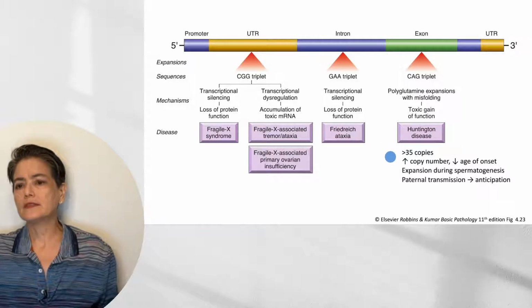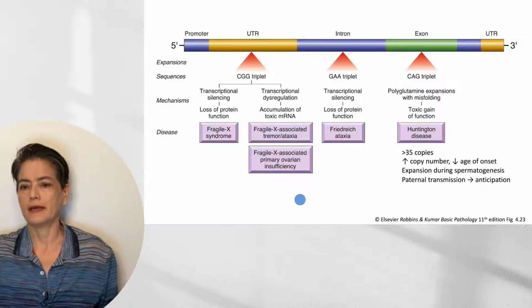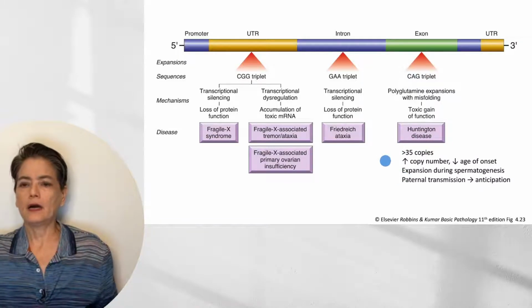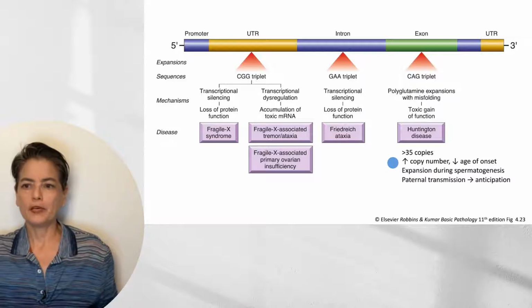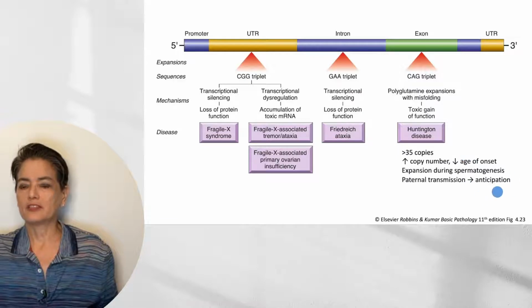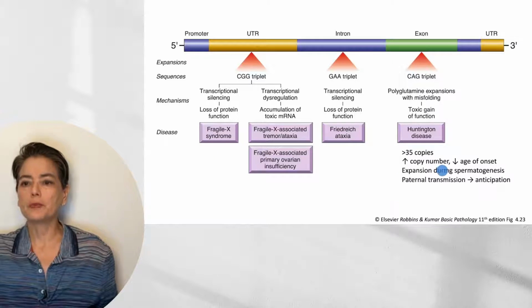And the reason this is, I say, more straightforward is that it's really in Fragile X that we talk about mutations, premutations, and health. So here it's just either healthy or mutation. And in Huntington disease, with increasing copy number, we get decreased age of onset. So this is that concept of anticipation. Expansion occurs during spermatogenesis, so it is only with paternal transmission we'll see anticipation. So if the mother has Huntington disease, her offspring will not have a further expansion of those CAG triplets.